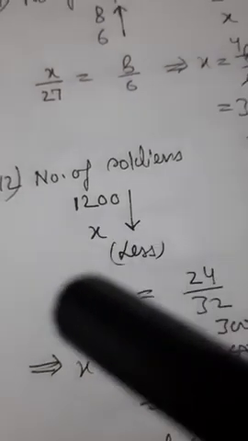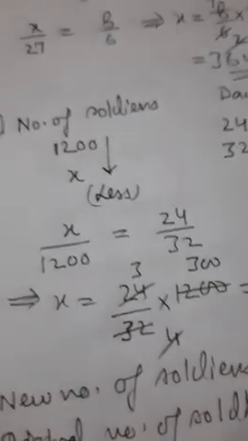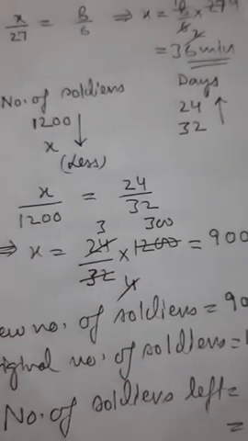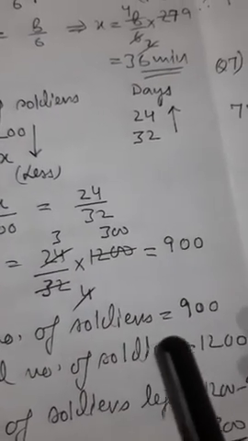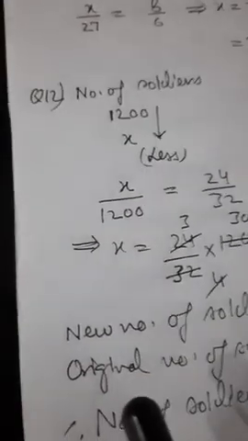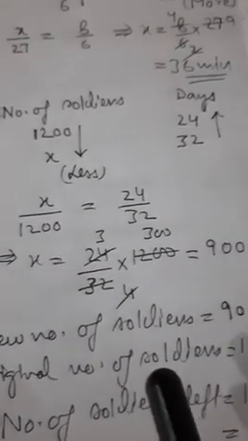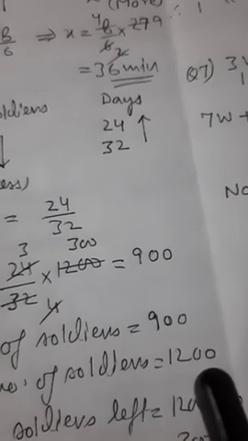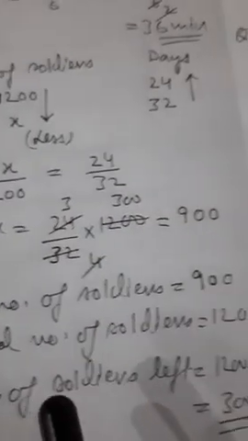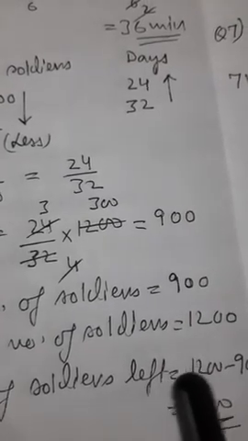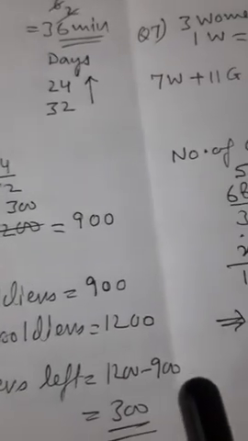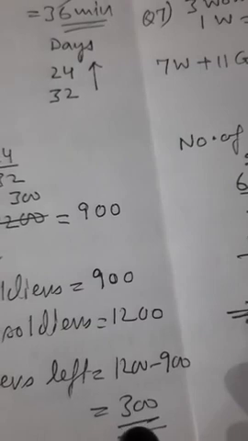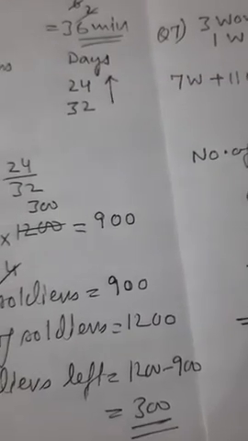That means the number of soldiers in the second case is 900. So the new number of soldiers is 900, and originally there were 1200 soldiers. So the number of soldiers left is 1200 minus 900, that is 300, and that is the answer.